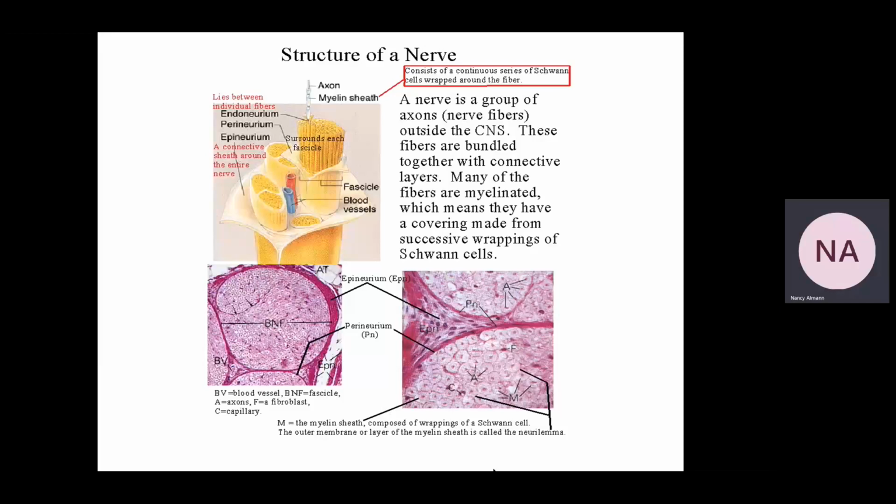We have seen this. Remember that the covering around an axon, whether or not it is myelinated, will be the endoneurium. The axons will be bundled together in the peripheral nervous system into fascicles, which will be covered by a perineurium. And you'll have a cluster of fascicles grouped together to form a nerve, which will be covered by what is known as the epineurium.